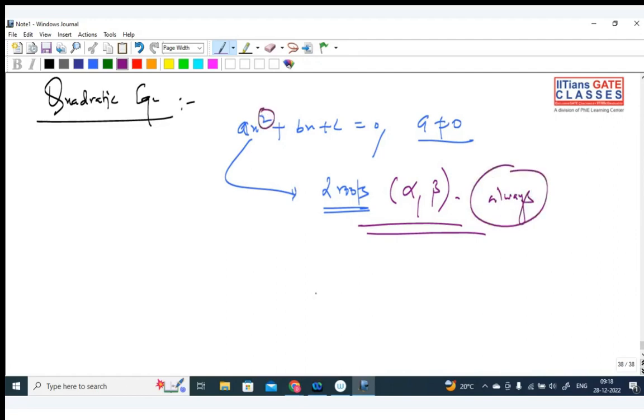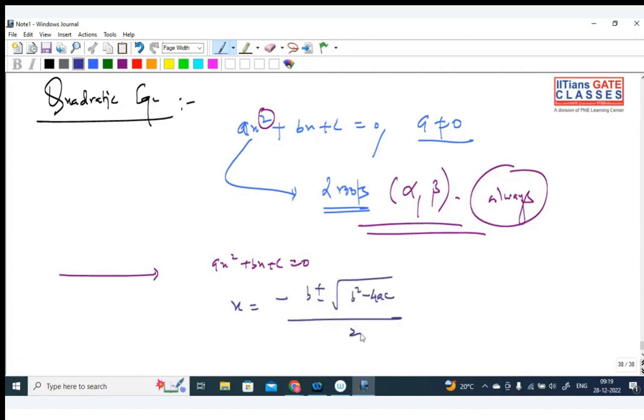From childhood, we have seen that if ax square plus bx plus c equal to 0 is written, then we use this formula, that is, minus b plus minus under root b square minus 4ac by 2a, right? So D equals what? b square minus 4ac. This is known as the discriminant of the quadratic equation, that you have to keep in mind.